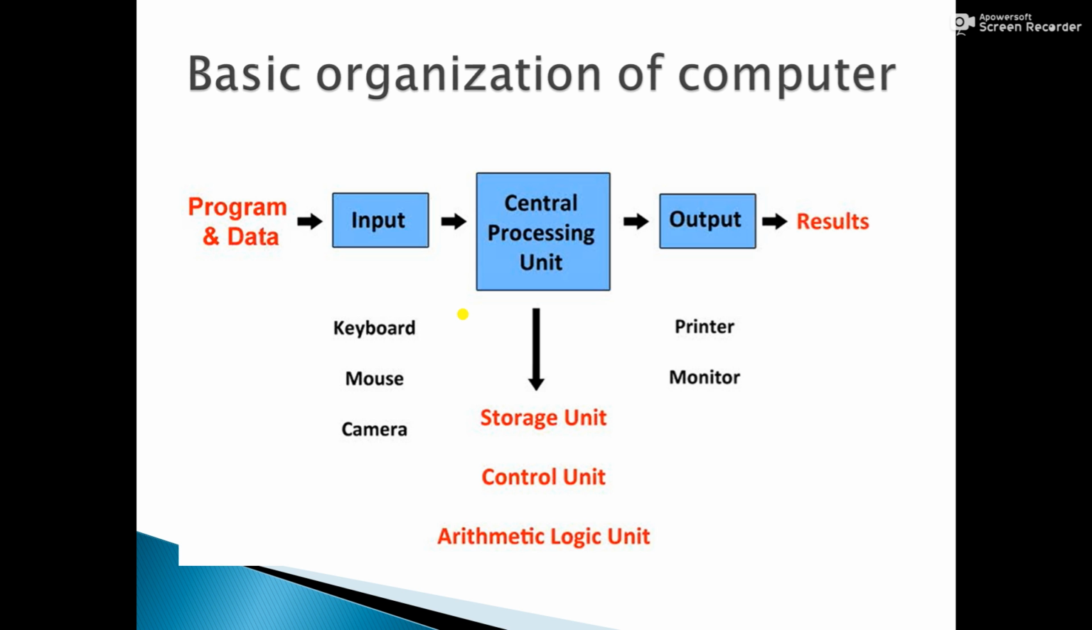Now we are going to see the basic organization of a computer. It looks like as shown in this diagram. It consists of an input unit. The input unit helps to enter the data or instructions to the computer system in an organized manner. The keyboard, mouse, camera, and scanner are some examples of input devices. The CPU performs operations like arithmetic and logical operations and also stores the data and instructions.